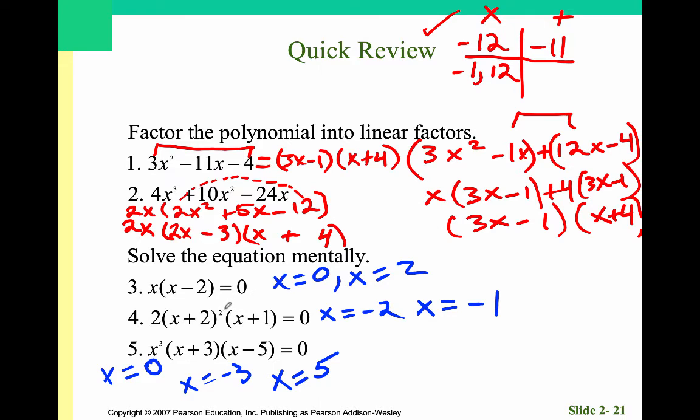Now, this right here technically means that that would be x plus 2 times x plus 2. So really there's 2 of these ones. Look at this. That's x times x times x. Really there's 3 of those. I wonder if that means anything.